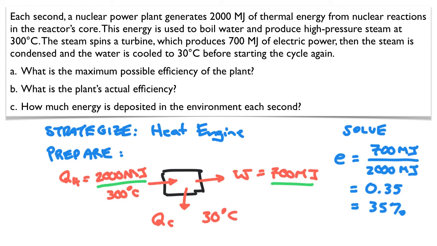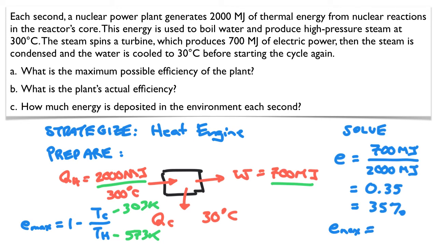Now you could do better. And the maximum efficiency of any heat engine is just equal to 1 minus Tc over Th. And the temperatures that appear in there have to be Kelvin temperatures. And so the temperature of the hot reservoir is going to be 573 Kelvin. The temperature of the cold reservoir is going to be 303 Kelvin. So if I calculate the maximum efficiency, the maximum that I can possibly get, we get 0.47. So the actual efficiency is 0.35.